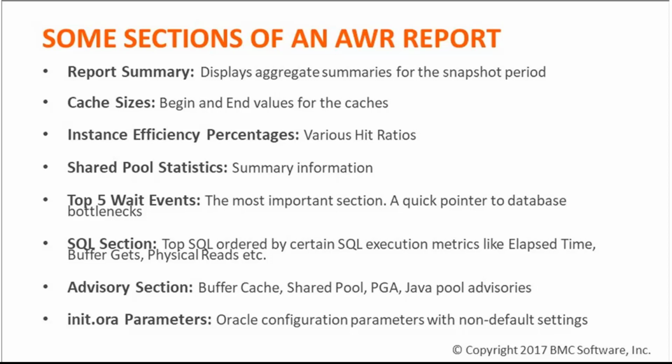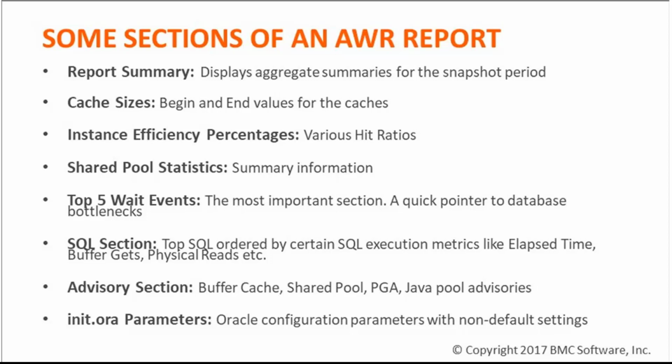Your instance efficiency percentages. The two important ones are your buffer hit ratio and your library cache, basically. You have shared pool statistics, which is where, again, your SQL is being processed. Your top 5 wait events, and these wait events are basically things that you don't want to have happen in your database. If your SQL statement, the process is waiting for something to occur, that's a no-no. You want to try and minimize your waits or eliminate them. So this is an important area.